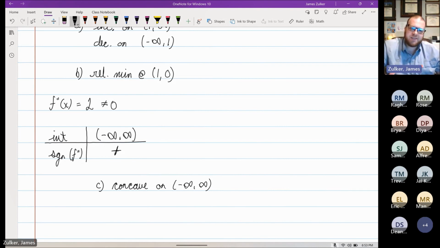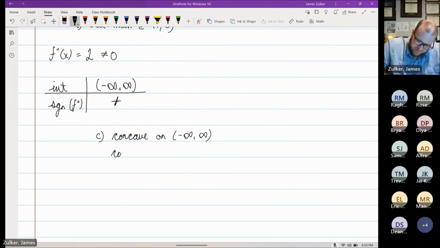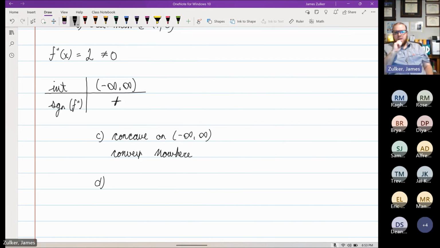Wherever the second derivative is positive, it's concave. Wherever the second derivative is negative, it's convex. So it's concave everywhere and convex nowhere. Inflection points are anywhere that the concavity switches. So you just go back to the table and you see if it switches sign and where. Well, it's never switching sign. So there are no inflection points.